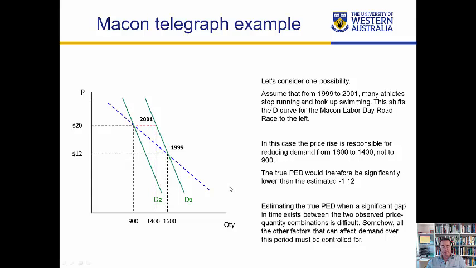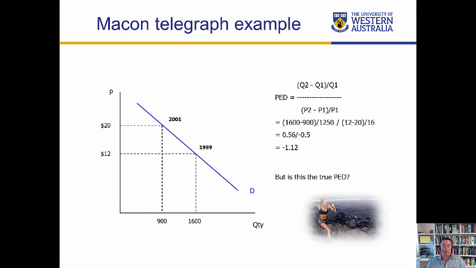So hopefully that makes sense, and that shows you the difficulty of calculating these price elasticities, particularly when the 2 points are separated by a large amount of time. In calculating price elasticities, you have to assume that everything else that affects demand, other than price, has stayed constant. And in this example, chances are between 1999 and 2001, a lot of things changed. And so this estimate that we got of minus 1.12 is a completely worthless elasticity. It's meaningless. It's not an elasticity value at all.